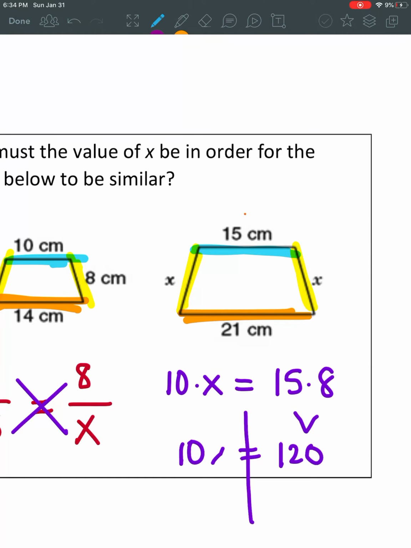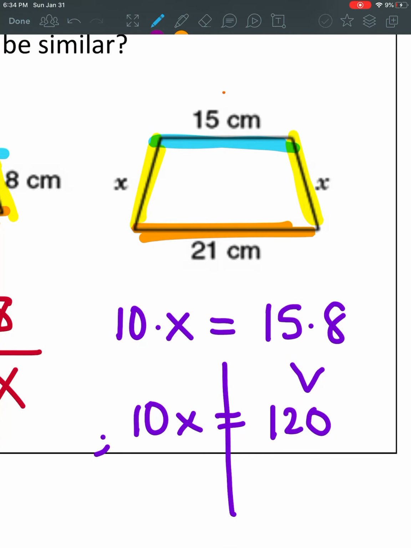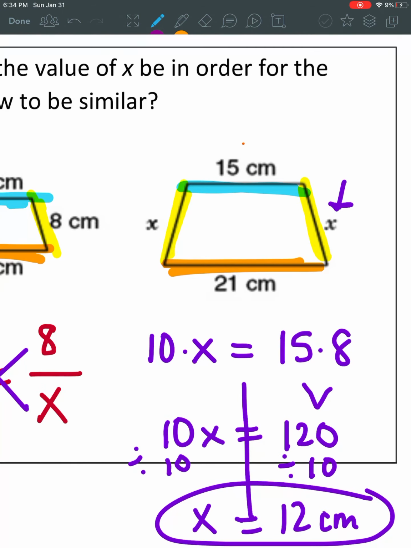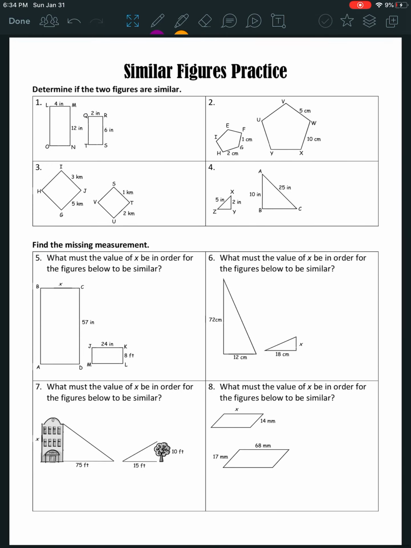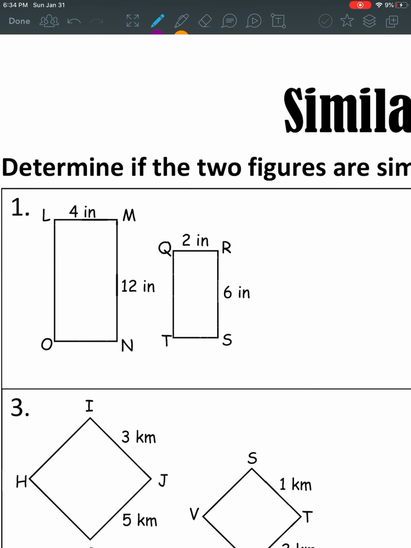So from here, we just set up an equation. We can multiply 15 times 8. 10 times X we can't do. We don't know what X is, but now we have an equation where we just want to solve for X. Get rid of the 10 by dividing. So X equals 12, and in this case, our labels were centimeters. So that side length here is 12 centimeters. All right, let's keep going on the next page.